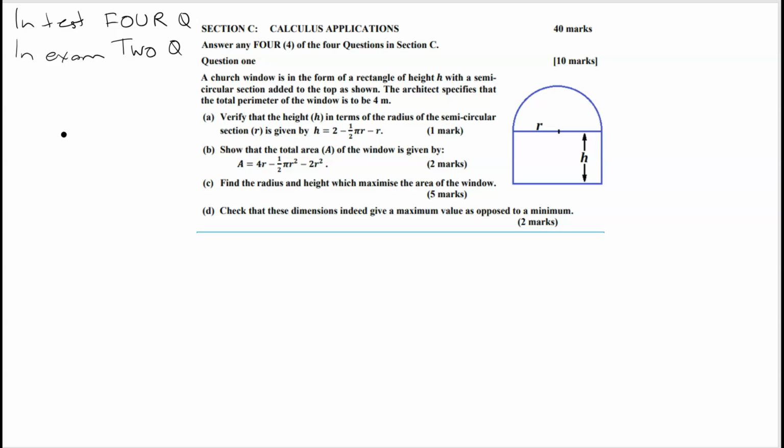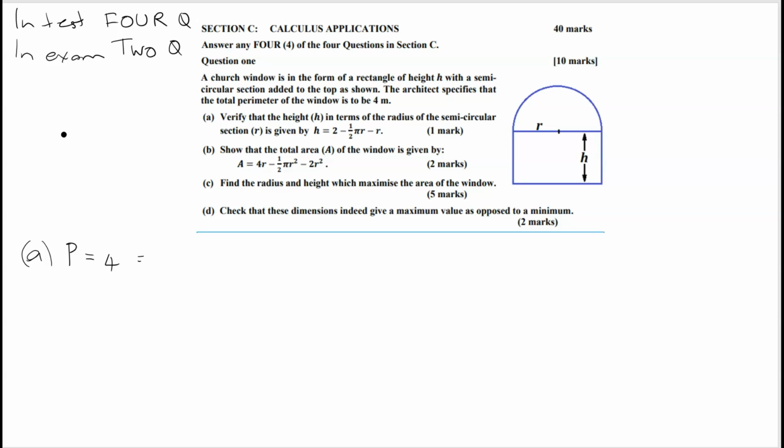Now, very often, this is how these questions are set up. So it's kind of set up to help you on your way. If you can't do the first question, then just use the first question to carry on. Okay, you are told the perimeter is 4. Then you need to find, in terms of H and R, the perimeter of the shape that's there.